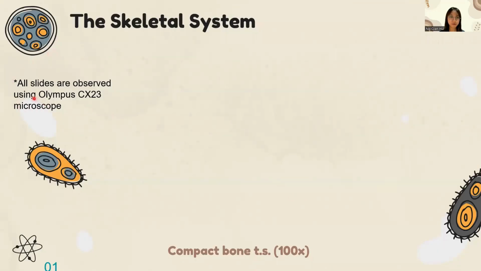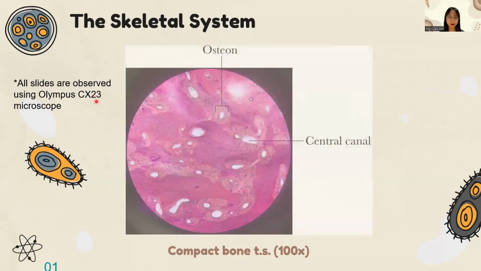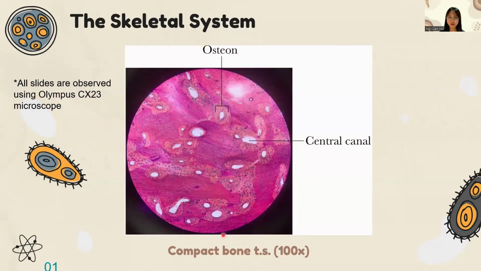All slides are observed using the Olympus CX23 microscope. And this is a slide showing the compact bone. This is called osteon, and the hole is a central canal.